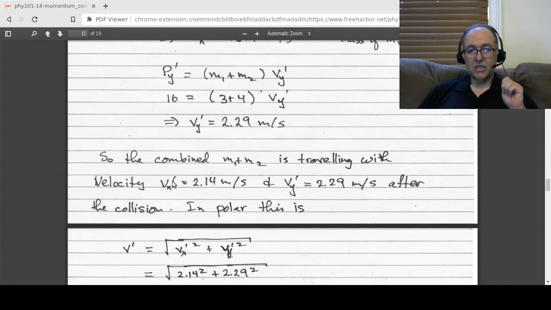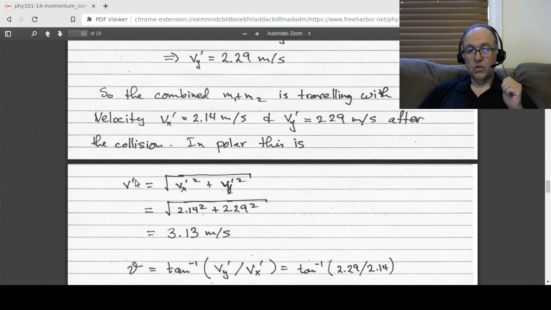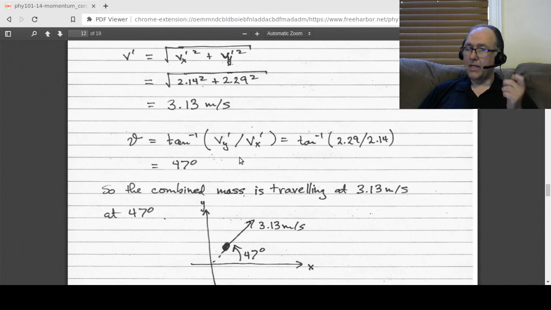So if you have Vx primed is 2.14 and Vy primed is 2.29, in polar, we want the magnitude and the direction. To get the magnitude, you use the Pythagorean theorem. So v prime, that's the magnitude of the velocity after. That's just how fast it's going irrespective of the direction. How do you get that? Square root of vx prime squared plus vy prime squared. So you square the x component, square the y component, add them together, take the square root, and that turns out to be 3.13 meters per second. So we know that this thing is traveling at 3.13 meters per second. What about the direction? Well, the direction, you use the inverse tangent, and I think it's pretty clear that the direction is in towards the first quadrant.